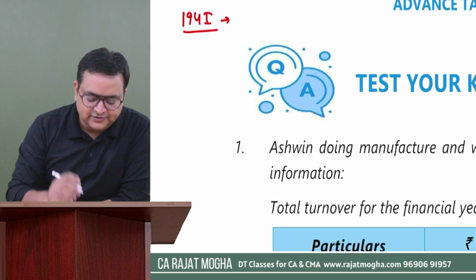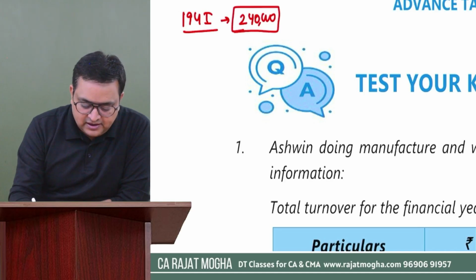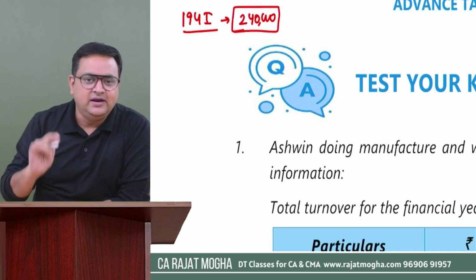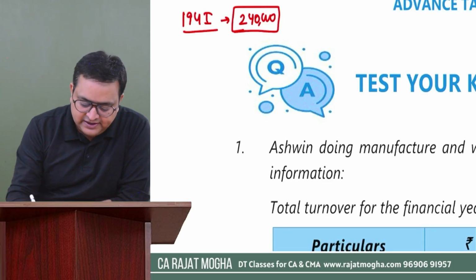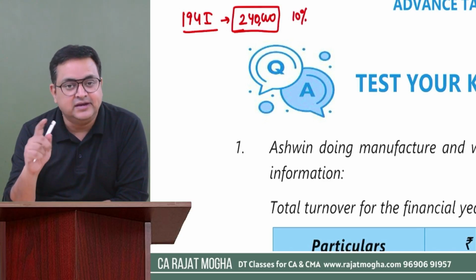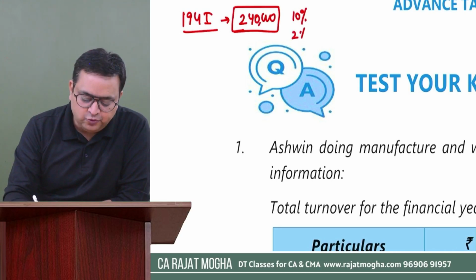First of all, tell me the threshold limit. The threshold limit is 2,40,000 rupees. So if you are paying rent and in a year it is more than 2,40,000 rupees, then TDS will be applicable. How much is the TDS rate? Generally, the rate is 10%. If you have taken anything on hire, then the rate is 10%. But in case of plant and machinery, the rate would be 2%, right?